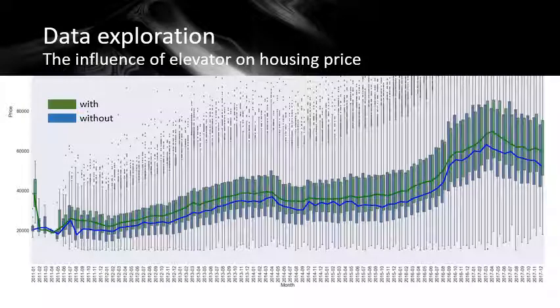Then is the influence of elevator on housing price. Since Beijing is a densely populated city, there are more and more high-rise buildings to accommodate the large residential demand. And we assume that there is also a trend that those houses with elevators have higher unit price. We plot out the housing price with or without elevators equipped throughout the months from 2011 to 2017, and we found that the assumption is also true. But unlike the influence of subway station, the difference between the unit price of houses with and without elevators is rather stable throughout the years.